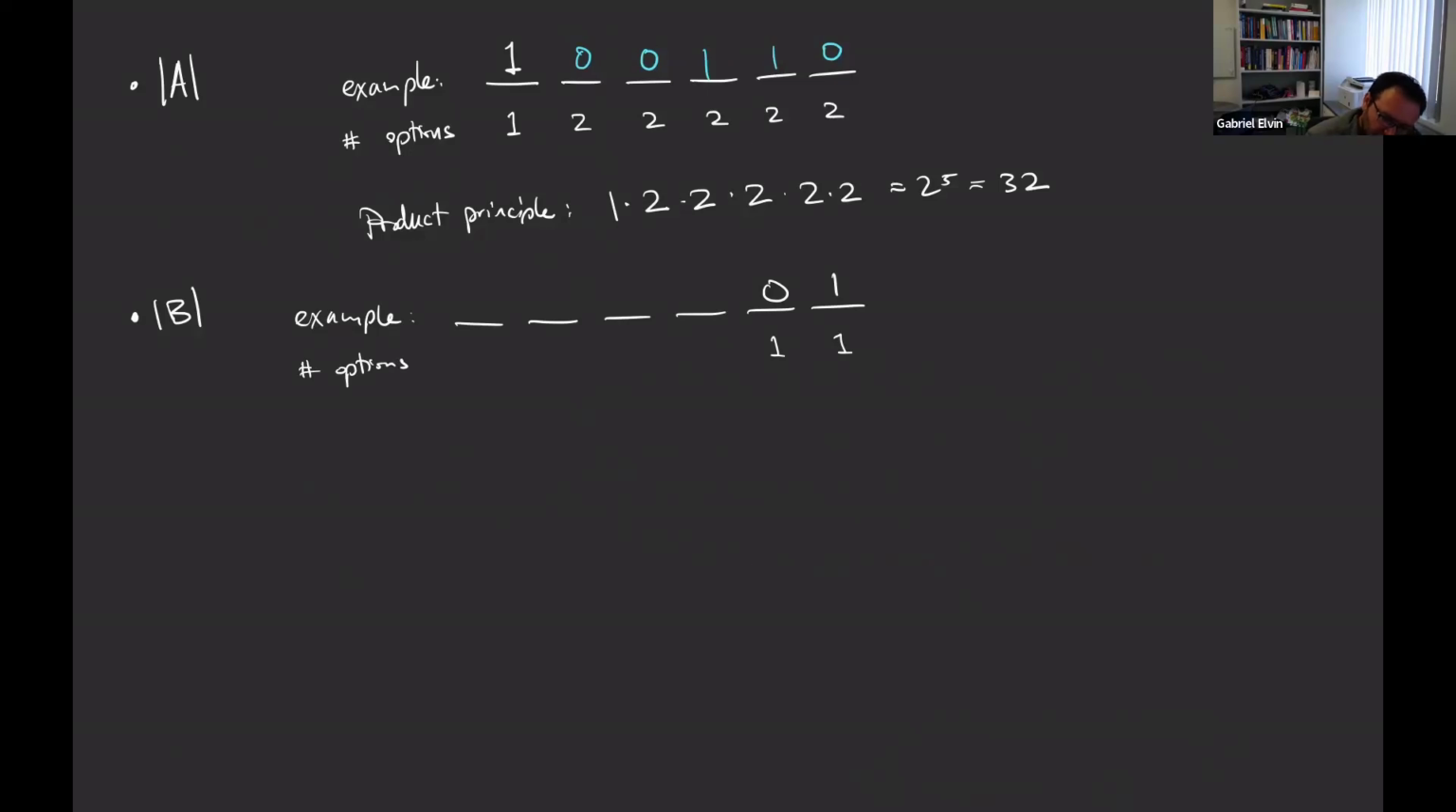But then for these, I could put anything I want, right? So for these, I have 2 options, 2 options, 2 options, 2 options. And if I use the product principle, I get 2 times 2 times 2 times 2 times 1 times 1. So 2 to the 4th, which is 16.